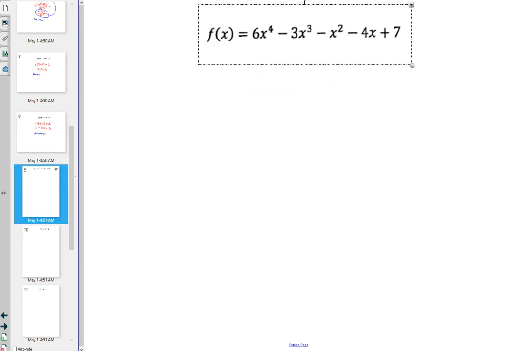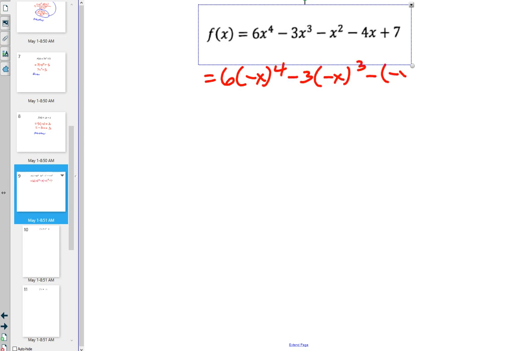All right, Jaden, I know you've been excited. You want another shot? Even, odd, or neither? Yeah, that looks like it's going to be neither. There's all sorts of different exponents there, but let's see. So it'd be 6 times negative x to the fourth minus 3 times negative x to the third minus negative x squared minus 4 times negative x plus 7.